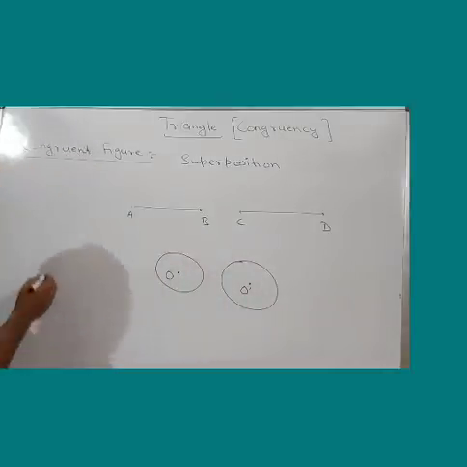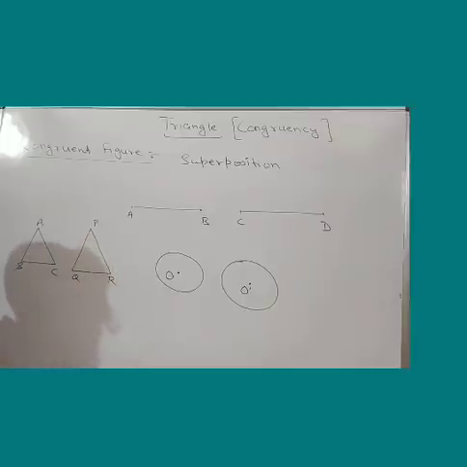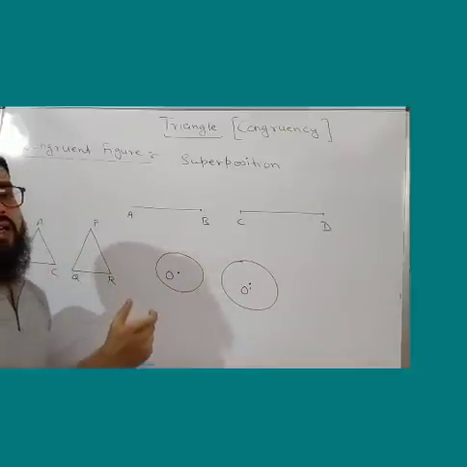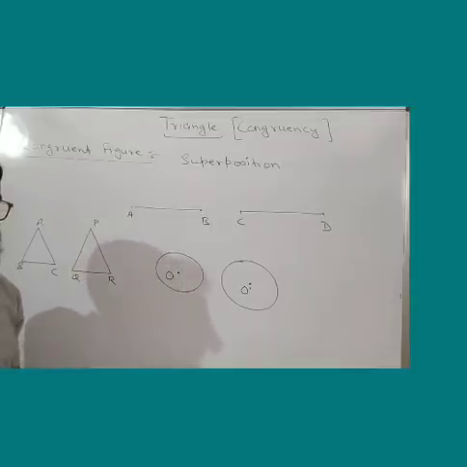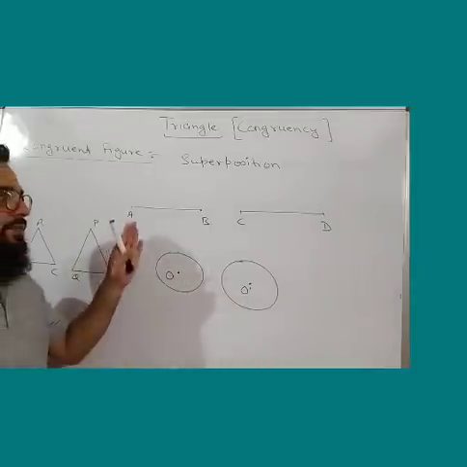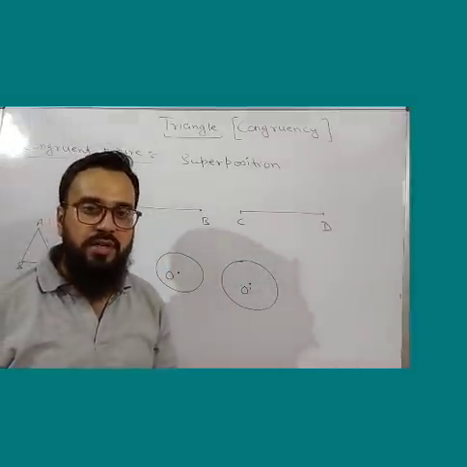Now if we talk about triangles, suppose we are given these two triangles, one is triangle ABC and the other is triangle PQR. If we take the triangle PQR and put it on triangle ABC, such that triangle PQR covers ABC completely, with no vertex and no side remaining uncovered, then both the triangles will be known as congruent triangles. So whatever figures are given, if both the figures superimpose on each other, then we will say that both the figures are congruent figures.